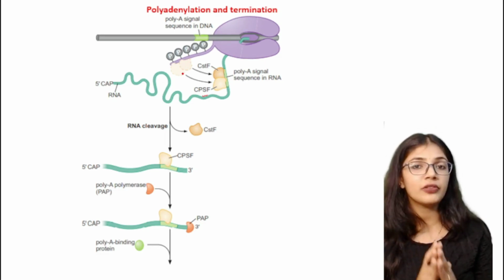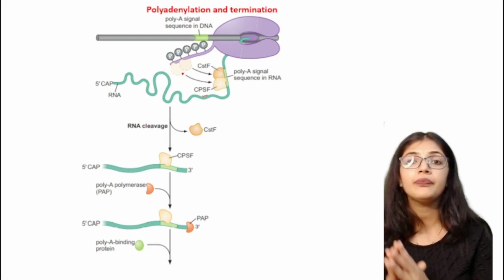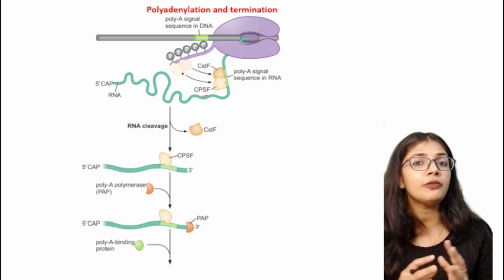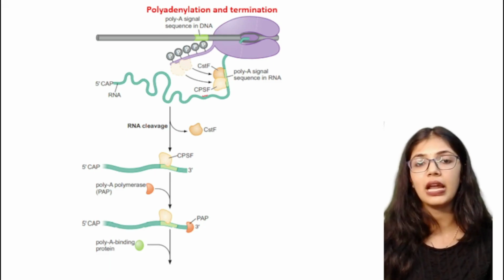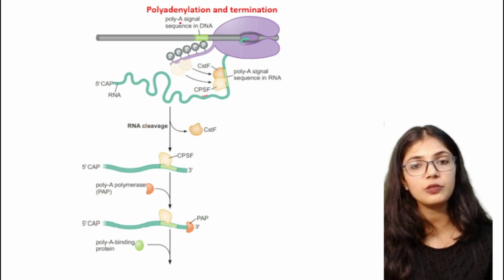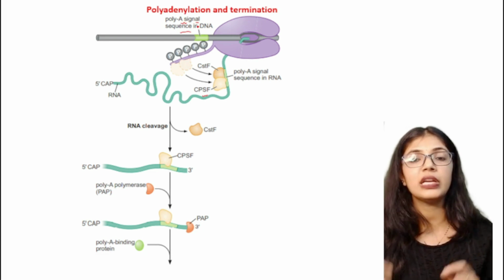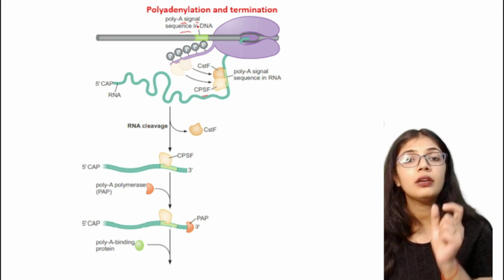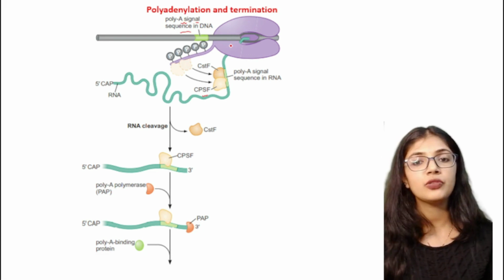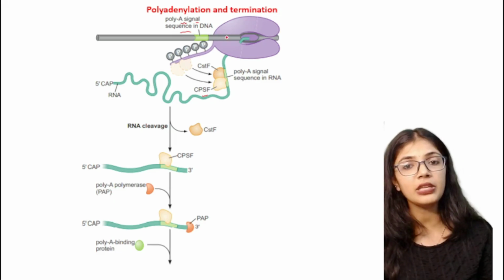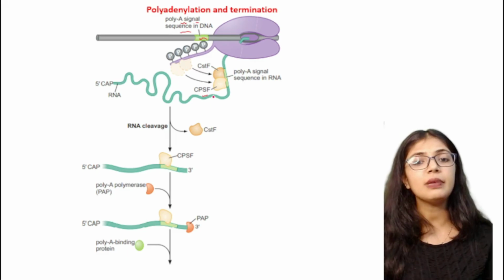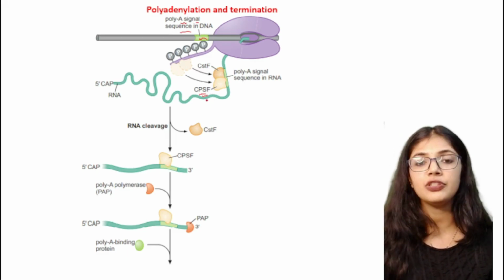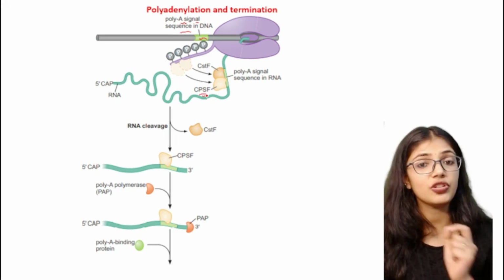It is required for the transfer of the mRNA into the cytoplasm so that there will be the formation of proteins in the cytoplasm. So what happens in the DNA? There is a specific sequence which is known as the poly-A signal sequence. It is present upstream of the cleavage site. So before the cleavage or before the termination, there is a sequence which is known as the poly-A sequence, and it is being recognized by CPSF, which is known as cleavage polyadenylation stimulation factor.